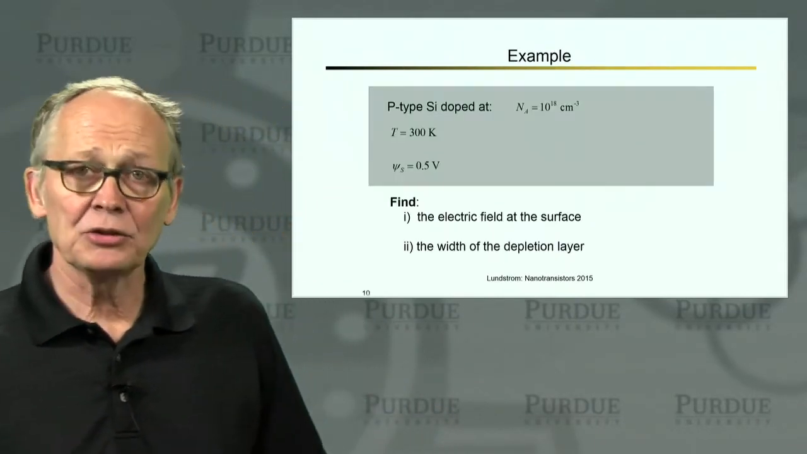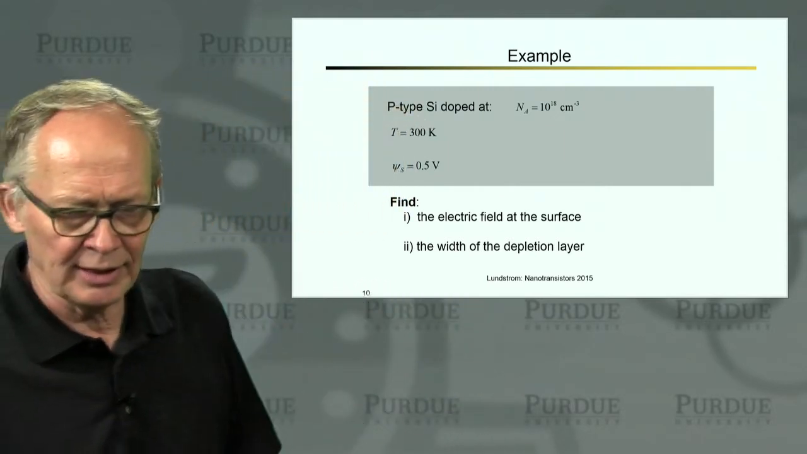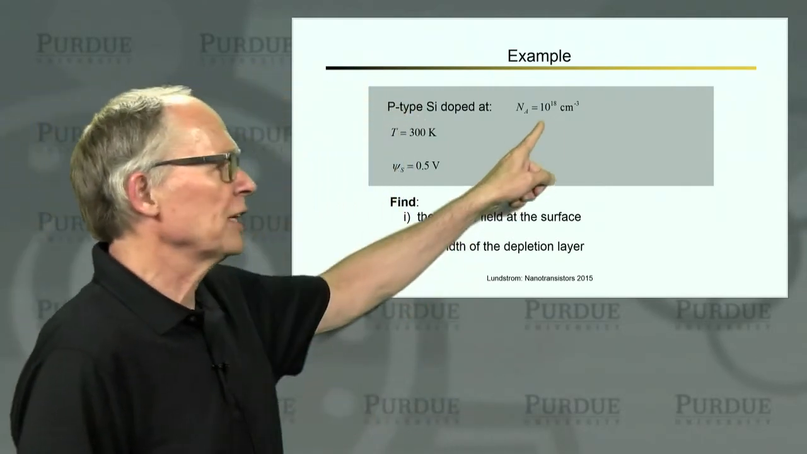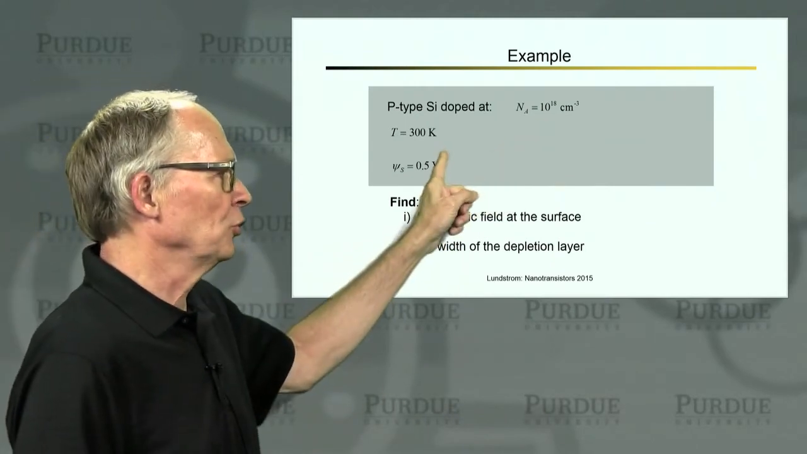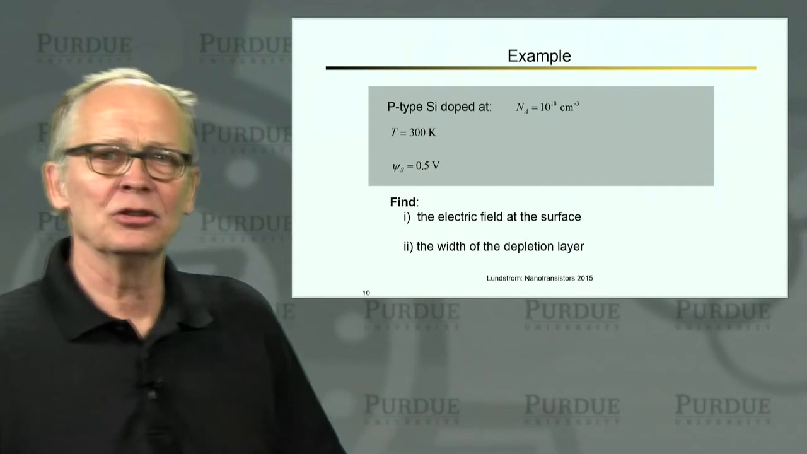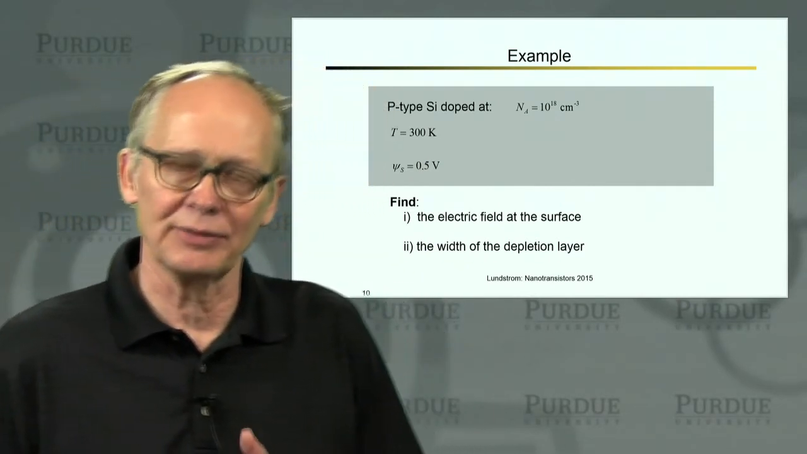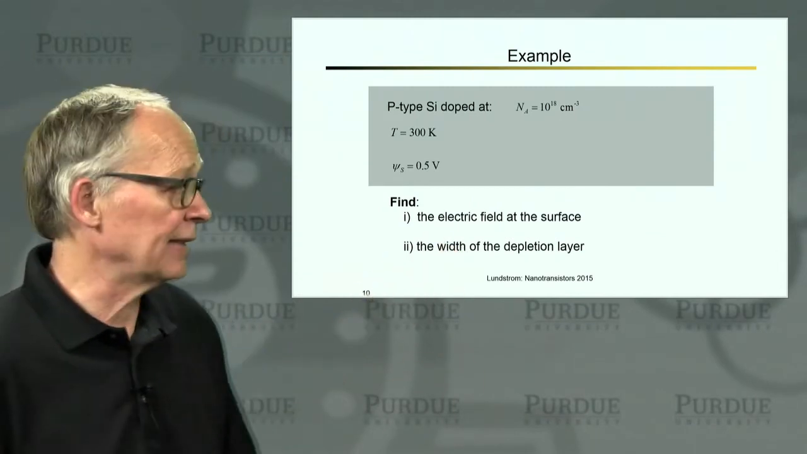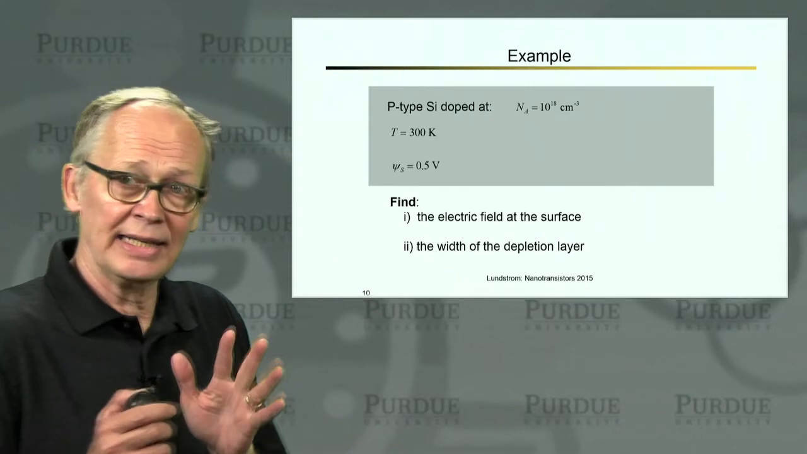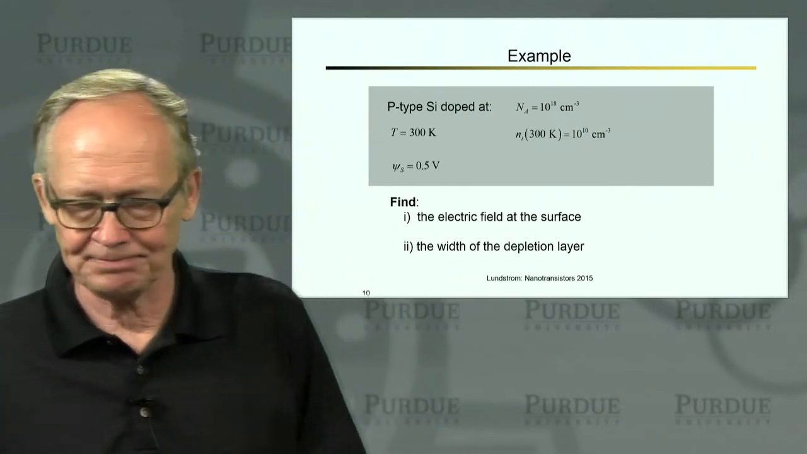All right, let's do a quick example just to get calibrated and make sure that we understand some of the numbers involved. So here's a typical doping density for a channel of a MOSFET. Let's assume room temperature, and let's assume that somehow we have bent the bands down and established a surface potential of 1/2 volt. We'd like to find what the electric field is at the surface, and we'd like to find out how deep this depletion layer is. What is W sub D?